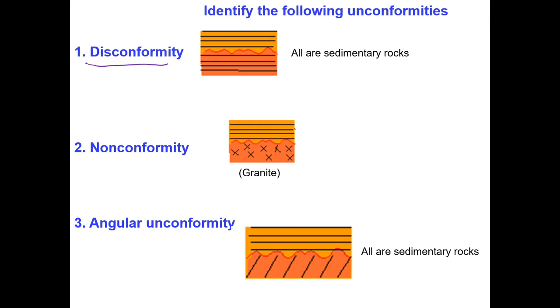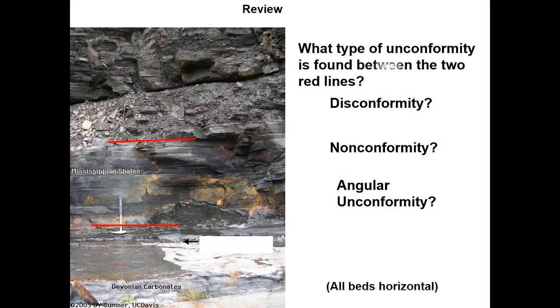Nonconformity consists of sedimentary rocks on top of a granite, or on top of some kind of plutonic or metamorphic rock. Angular unconformity happens when you have sedimentary rocks of one angle abutting rocks of a different angle. So they're all sedimentary rocks, but they're at different angles. Again, that basically represents missing time. So there was time missing in that sedimentary sequence.